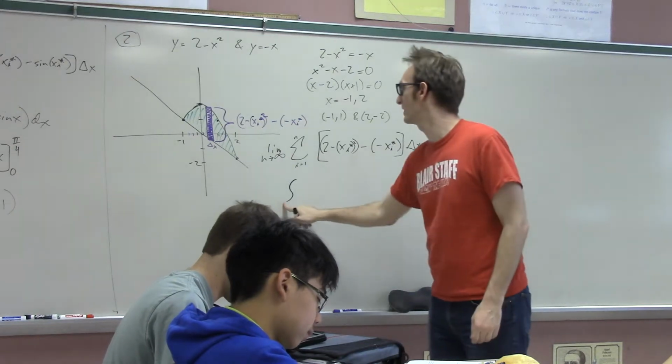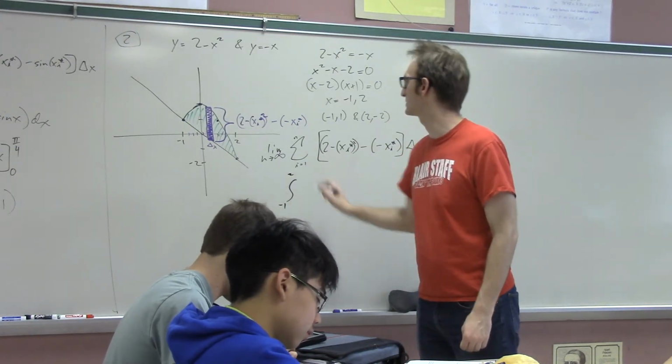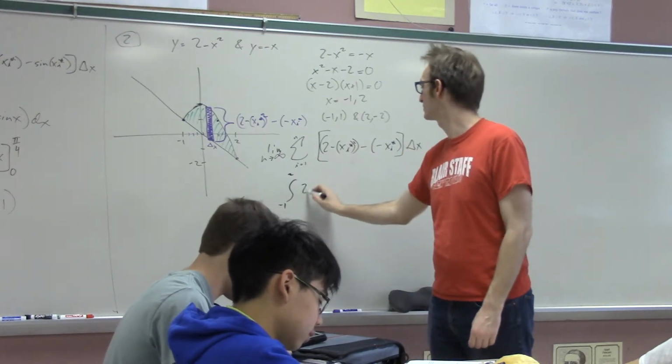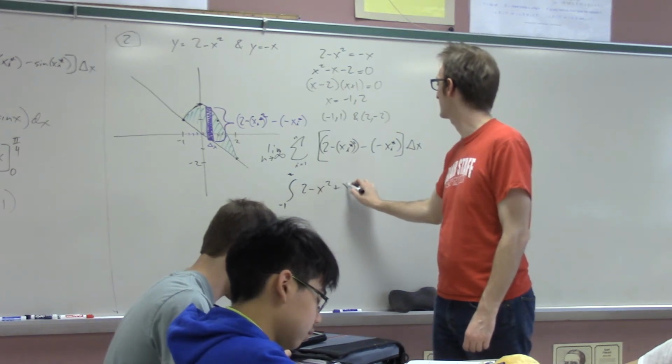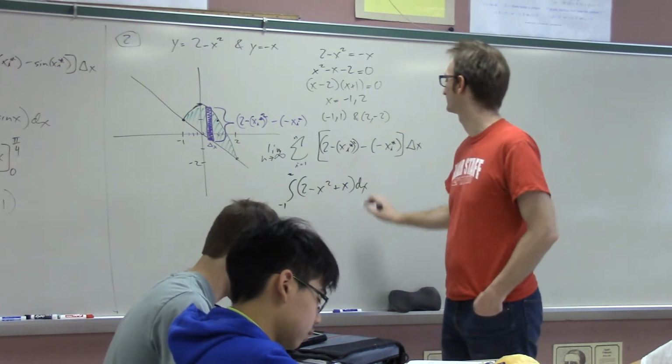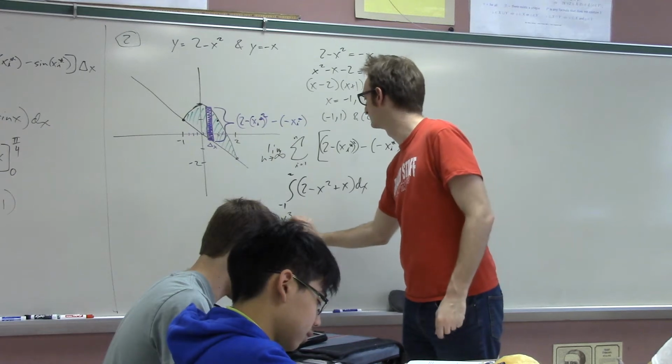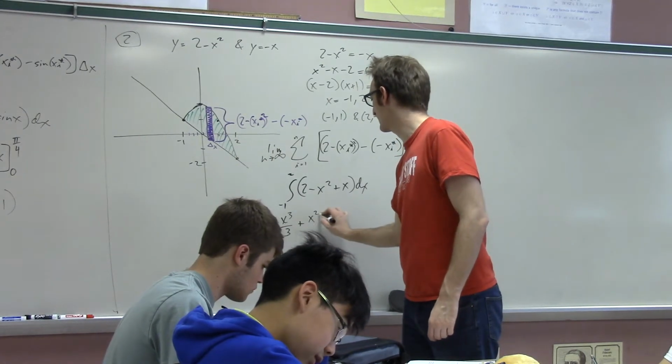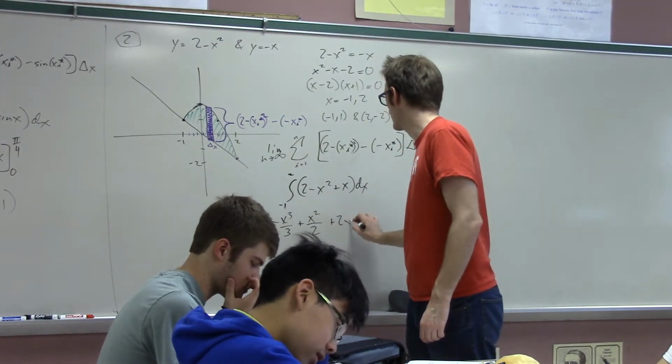Good. Alright, so the integral from -1 to 2 of 2 minus x squared plus x. And now you just do it. You guys done already? Yeah. Okay, just move on to the next problem.